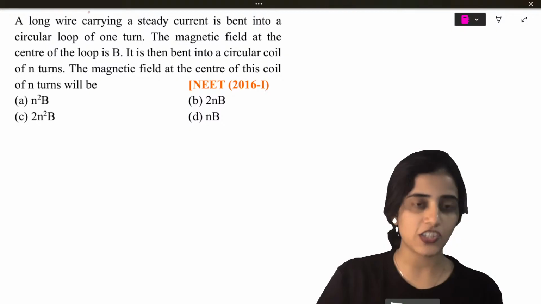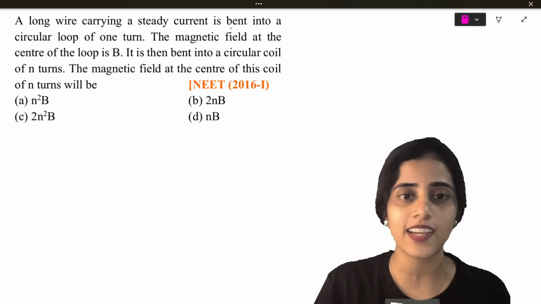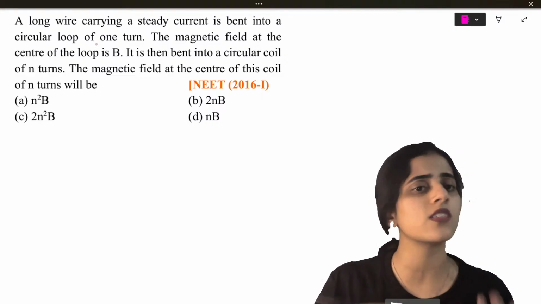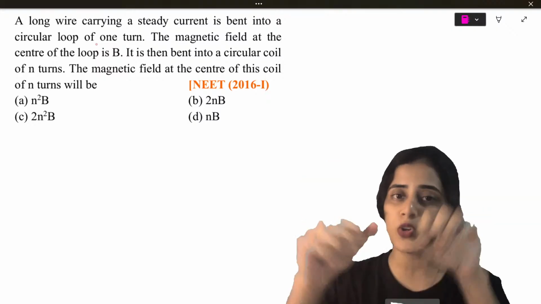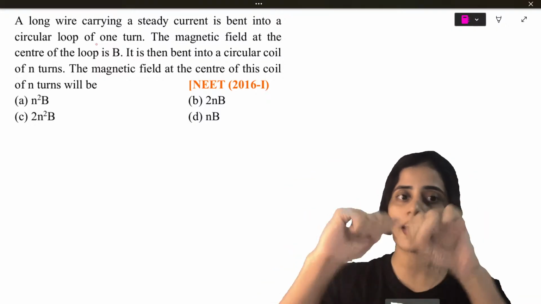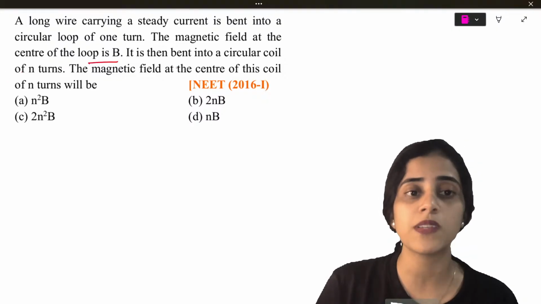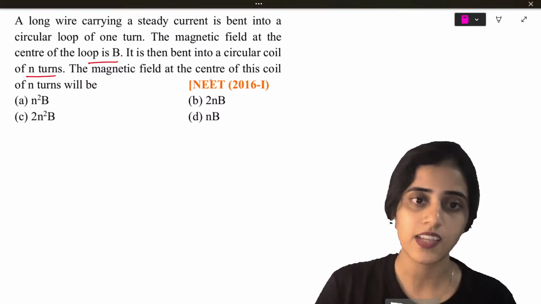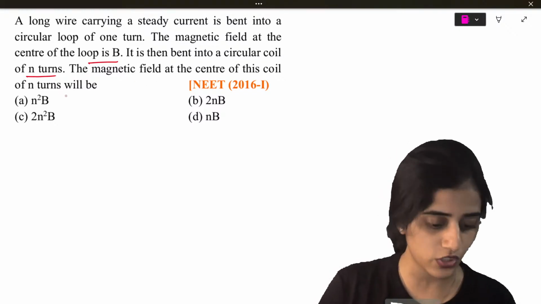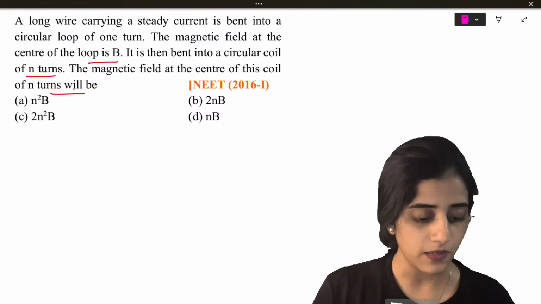Okay, next question. A long wire carrying a steady current is bent into a circular loop. So I have a long wire. I'm not going to break my pen, but I bend it into a loop. The magnetic field at the center of the loop is B. It is then bent into a circular coil of N turns. The magnetic field at the center of this coil of N turns will be?